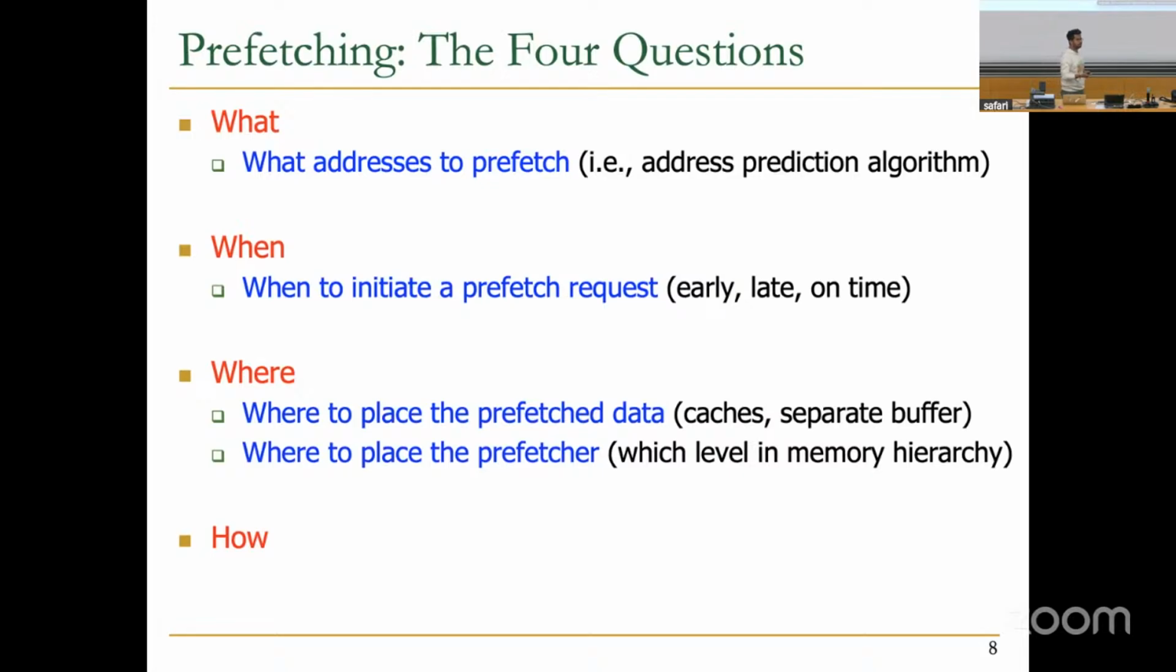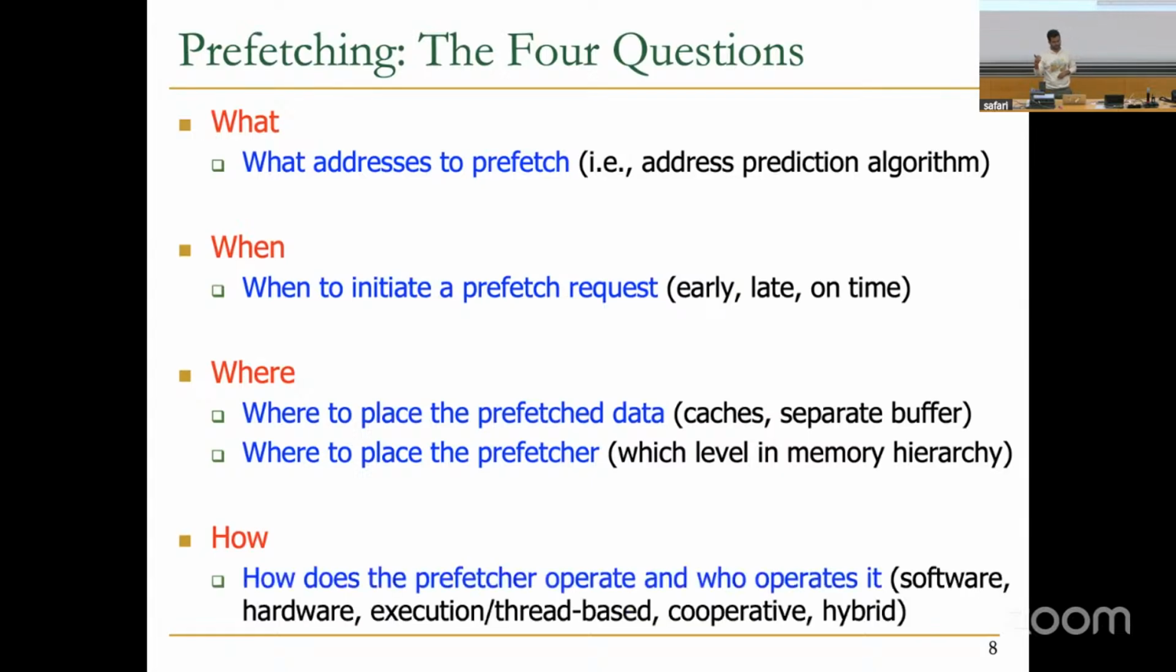Another where is where exactly you want to put the prefetcher. Do you want to put the prefetcher beside L1, beside L2, beside the main memory? Depending on where you put it, you would see different trade-offs. So what type of patterns are you looking at, whether you can train on the entirety of the memory access pattern generated by the program, or you are looking at a filtered access stream, and that affects the efficacy of the prefetcher itself.